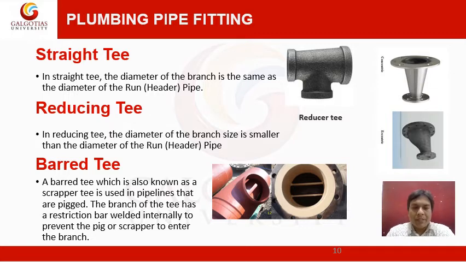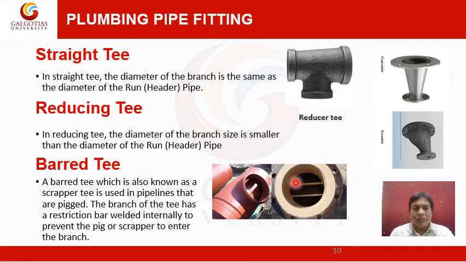Bar tee, which is also known as a scraper tee, is used in pipelines that are pigged. The branch of the tee has a restriction bar, welded internally to prevent the pig or scraper from entering the branch.